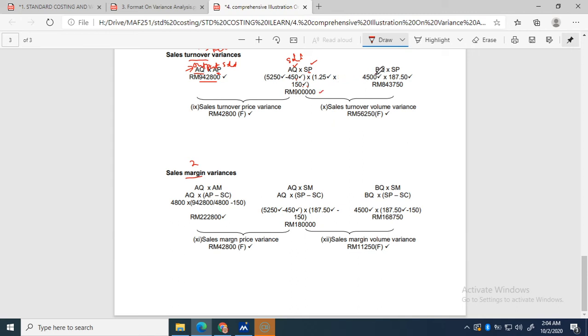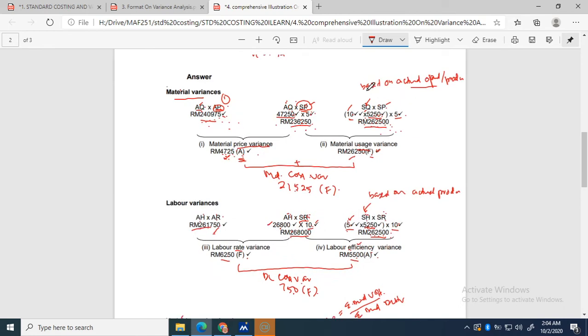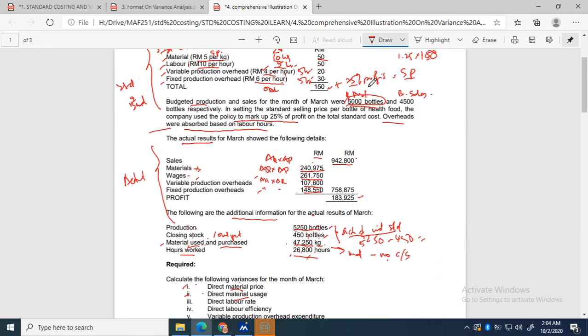Refer to the last column. This is budgeted quantity sold. How many units is your budgeted sold? Budgeted sold is 4,500 bottles.